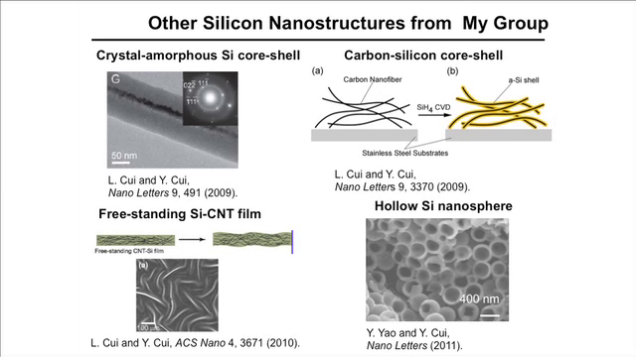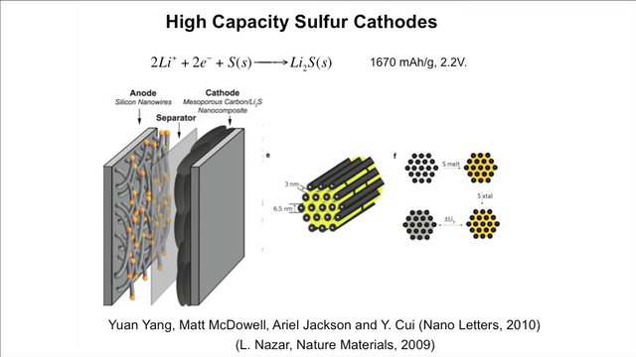So I would like to also mention the cathode part of the problem. A battery has 2 electrodes. One is negative, the other is positive. Silicon is for the negative electrode. You would like to do the positive as well. My group has been working on trying to make the sulfur electrode work.